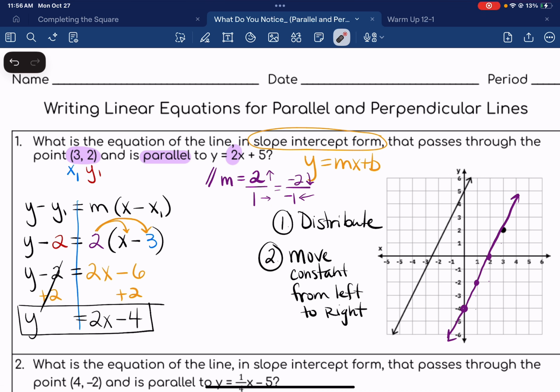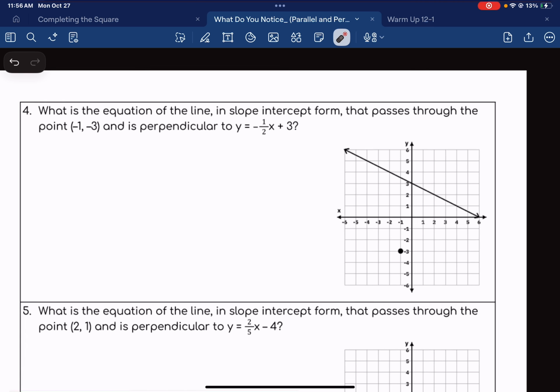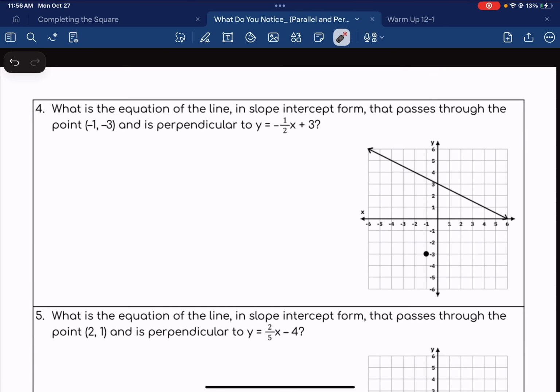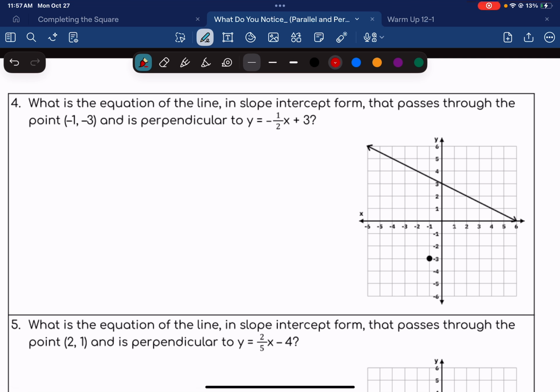So let's look at an equation that is perpendicular to the given information. What is the equation of the line in slope-intercept form that passes through the point negative 1, negative 3, and is perpendicular? Now we want a line that is perpendicular to y equals negative 1/2 x plus 3.